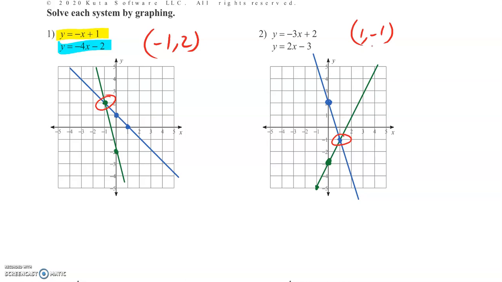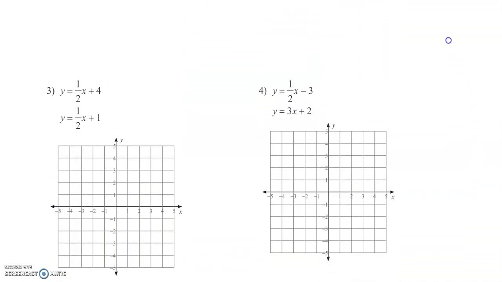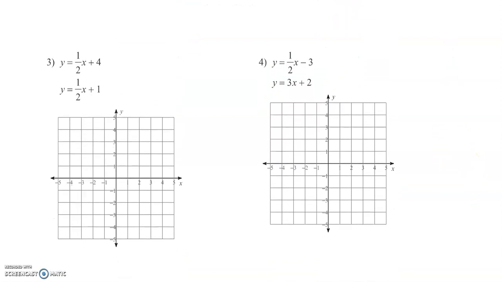When you don't have exact coordinates as your answers, it gets a little more complicated because if it's in between numbers, it makes it harder. But for this stuff, it's pretty simple. Okay. All right, so let's try these two right here.